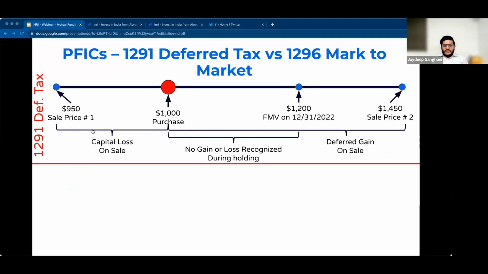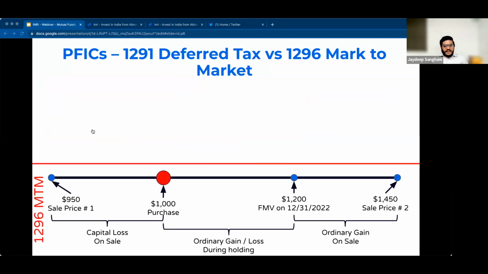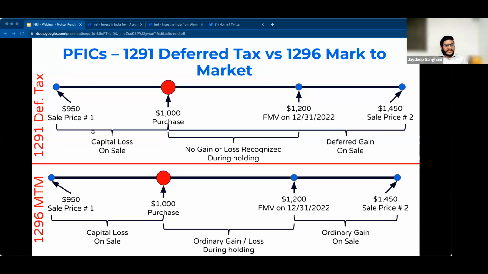Yeah. So the first election, that is the default rule, is the 1291 deferred taxation. As you can see in the chart here, let's keep $1,000 as a base price or purchase price. If you have a gain, that is basically above 1,000. Whenever you have a price above 1,000, it is only taxed when you sell it. In the deferred taxation rule, gains are only taxed when you sell, or losses are only taxed when you sell. There is no taxation in between in your holding period.